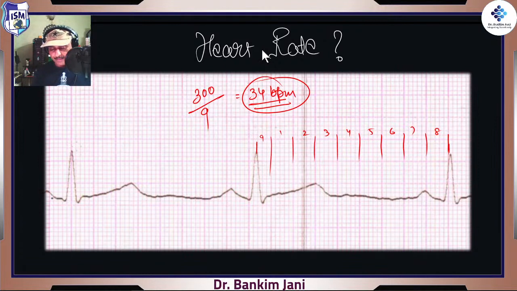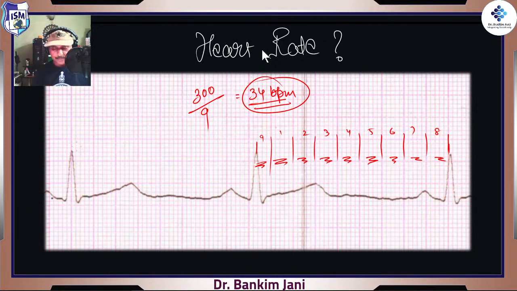300 divided by big boxes. So almost 9 big boxes are there. 1, 2, 3, 4, 5, 6, 7, 8. And this also we are taking as 9. Roughly it would be 300 divided by maybe 8.5. But still it will come to roughly 34, 35. As I said, this is a completely normal patient. Now 34 beats is not normal. Friends, nothing happened. This patient is absolutely fine.